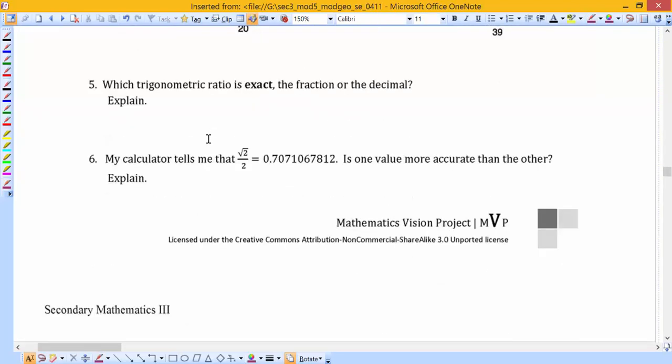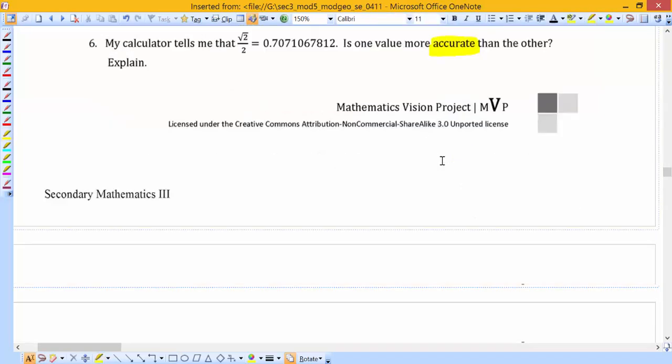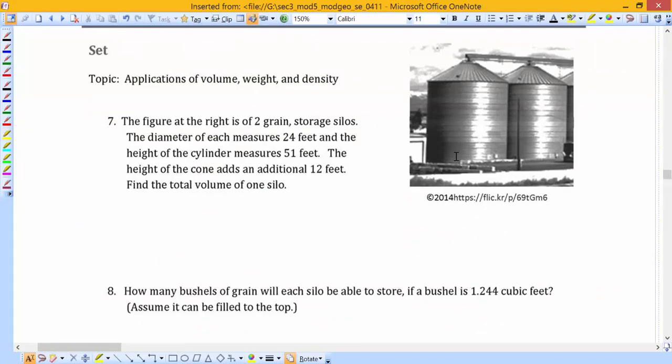Then I want you to answer questions 5 and 6, please. It's pretty much asking you what is better, a fraction or a decimal, or more exact. So answer it honestly, please. Think about it. Which one is the most exact? Or in number 6, accurate? In this set, I only want you to do number 7.